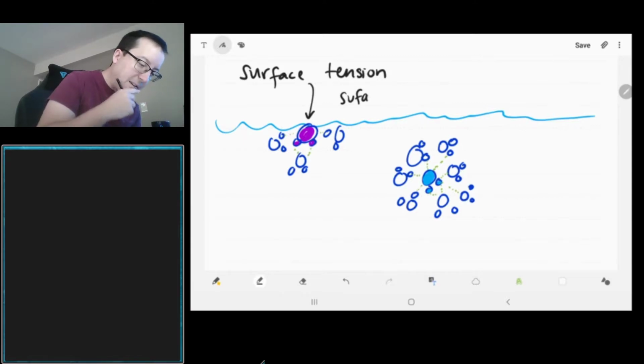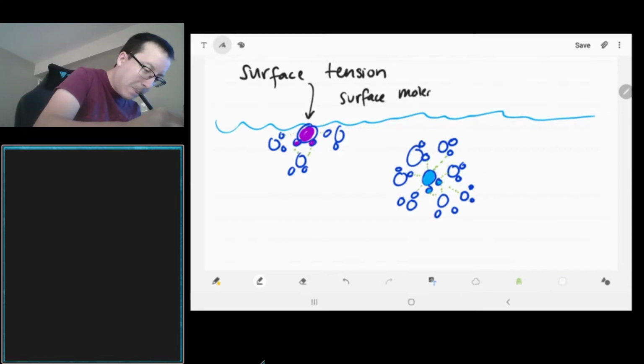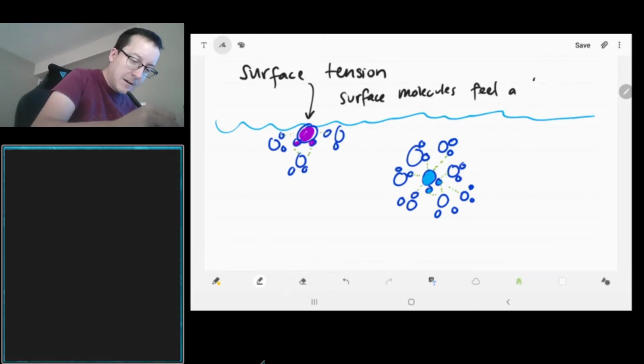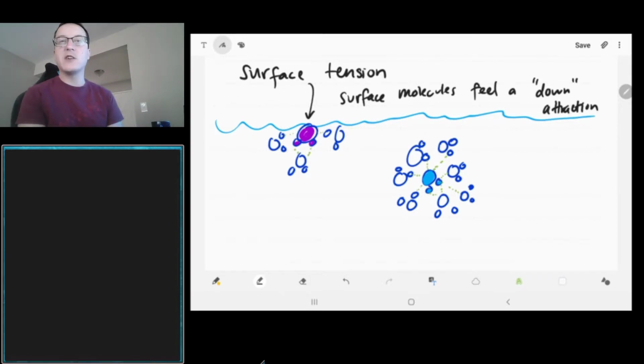How can I fix the spelling of this? No way. Okay. Surface molecules feel a, they have a downward attraction.